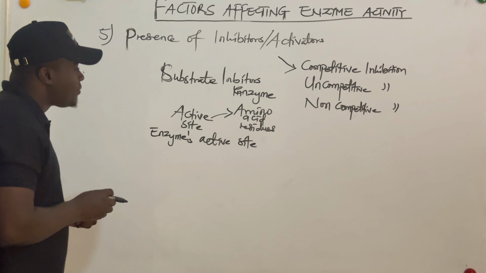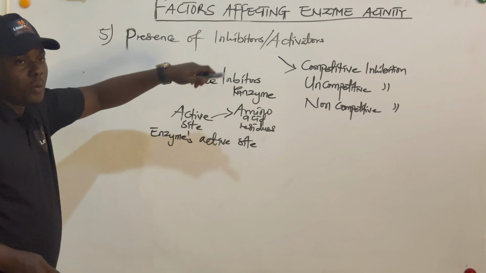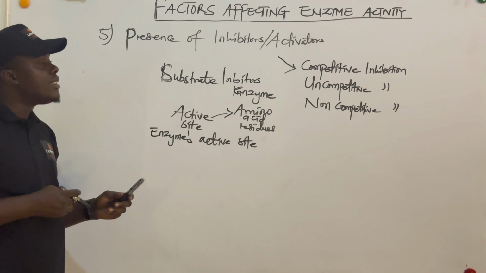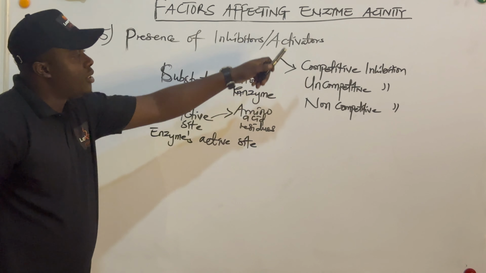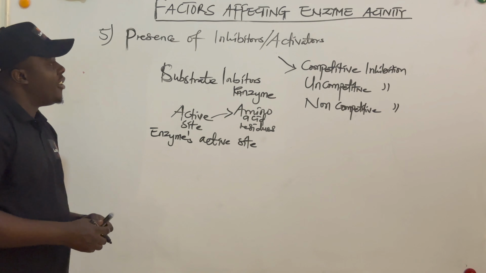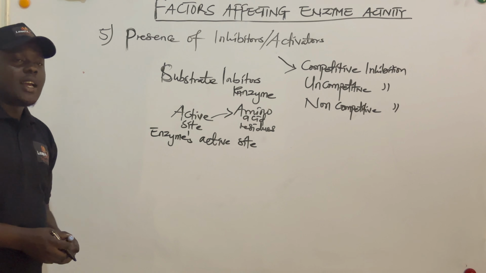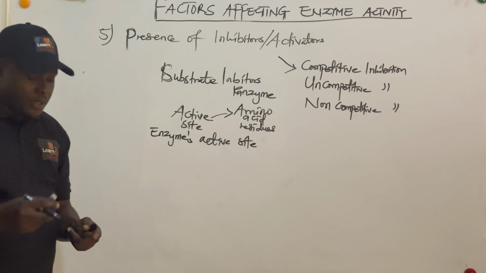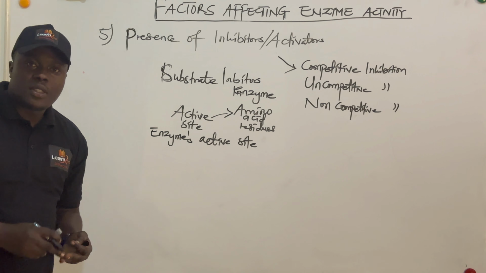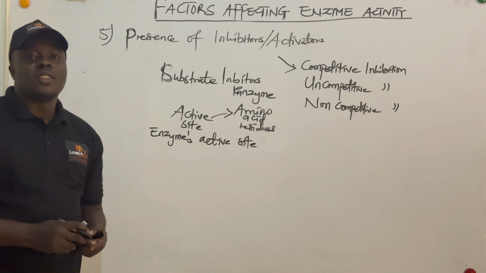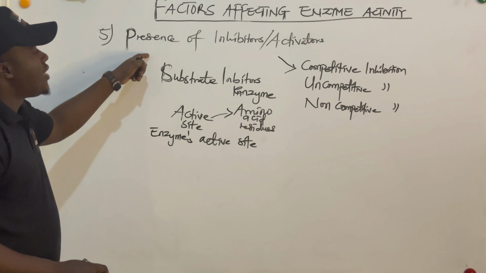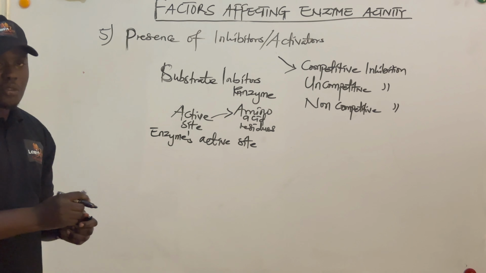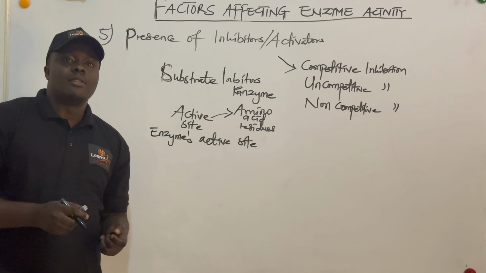Now, these inhibitors, when they come into the active site of the enzyme, they tend to decrease its activities. And then for activators, they tend to elevate or increase the enzyme's activity. So everything I've said, from temperature to pH to substrate concentration to enzyme concentration down to the presence of inhibitors and activators, are the factors that affect enzyme activities.